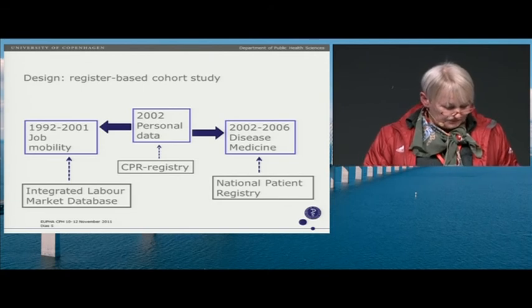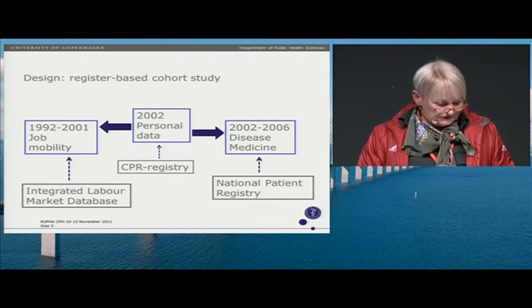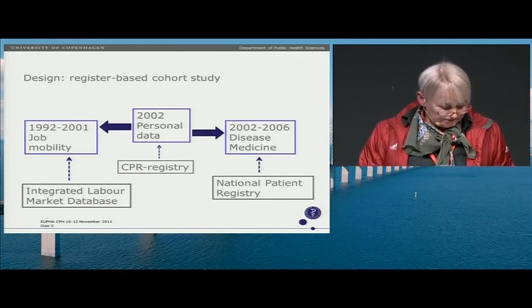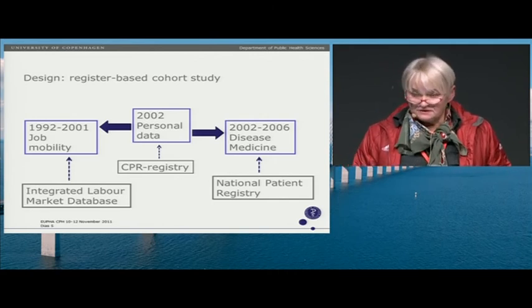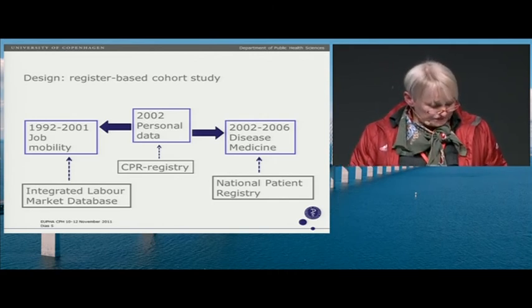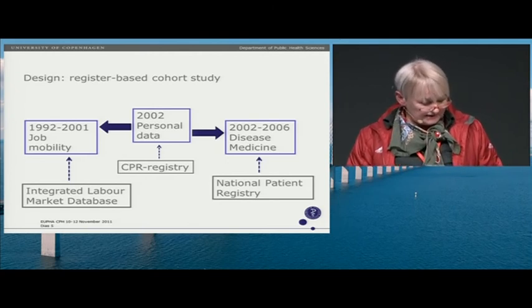Persons were excluded who, during 1997 to 2001, had been registered in the National Patient Registry with a disease on the study, and persons who had received disablement pension and who were no longer active on the labor market.